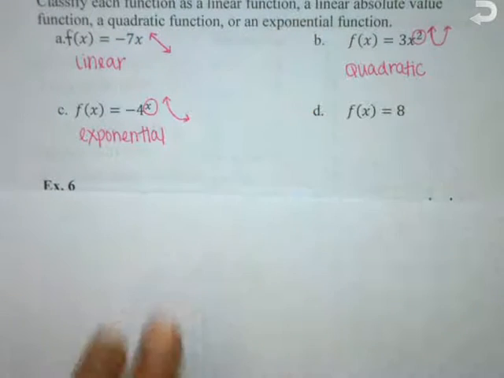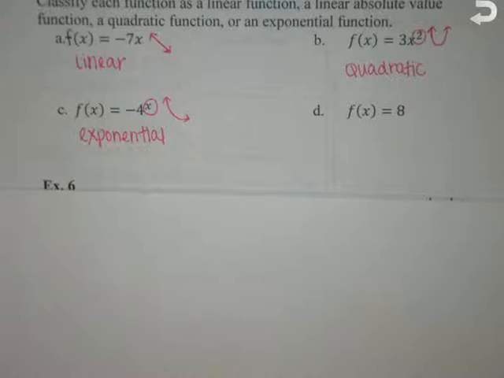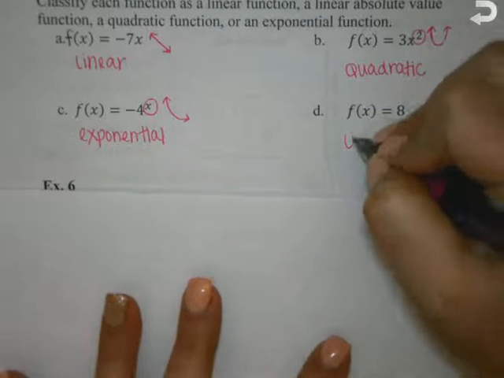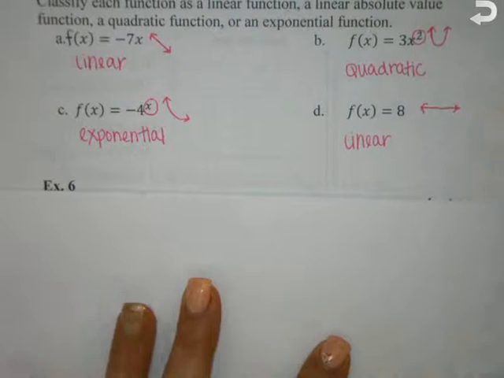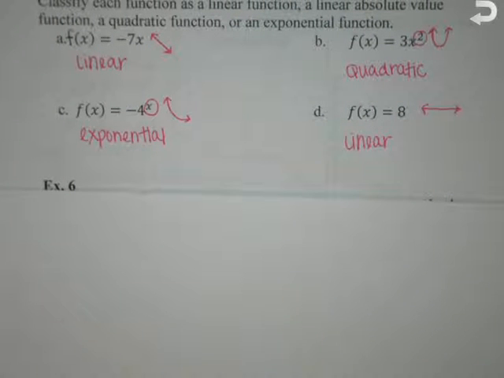Last one for this, f of x equals 8. Linear. What type of linear function is it? It's a constant, but it's still linear. So even though it's constant, it still graphs as a line.